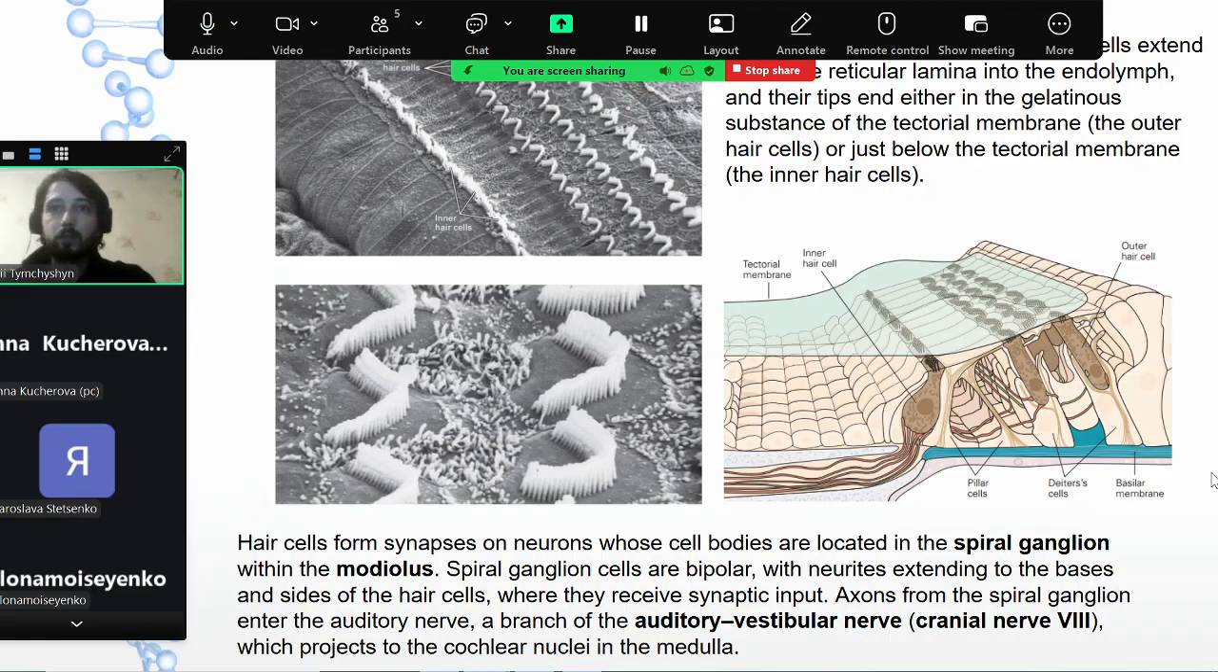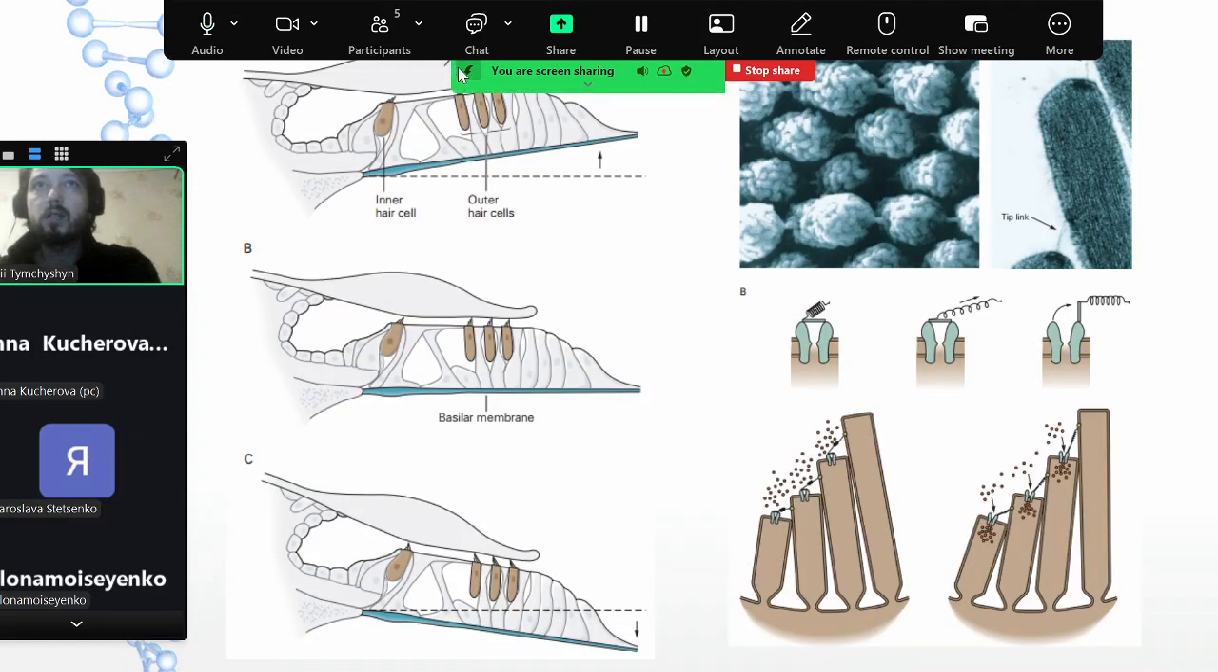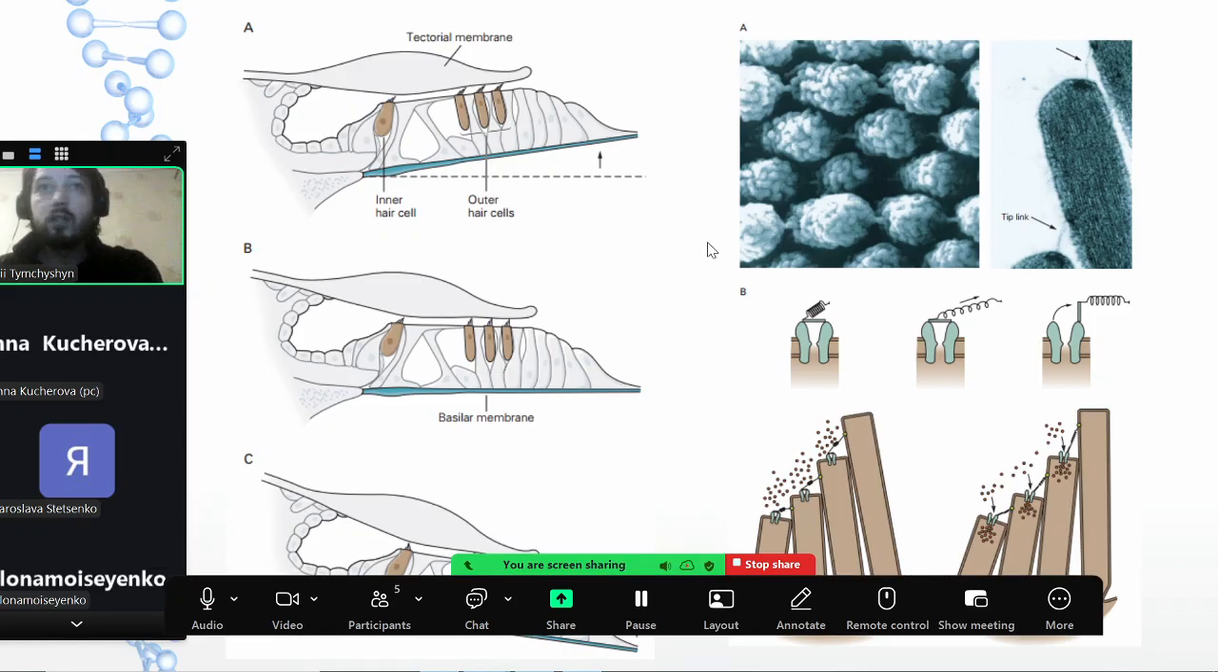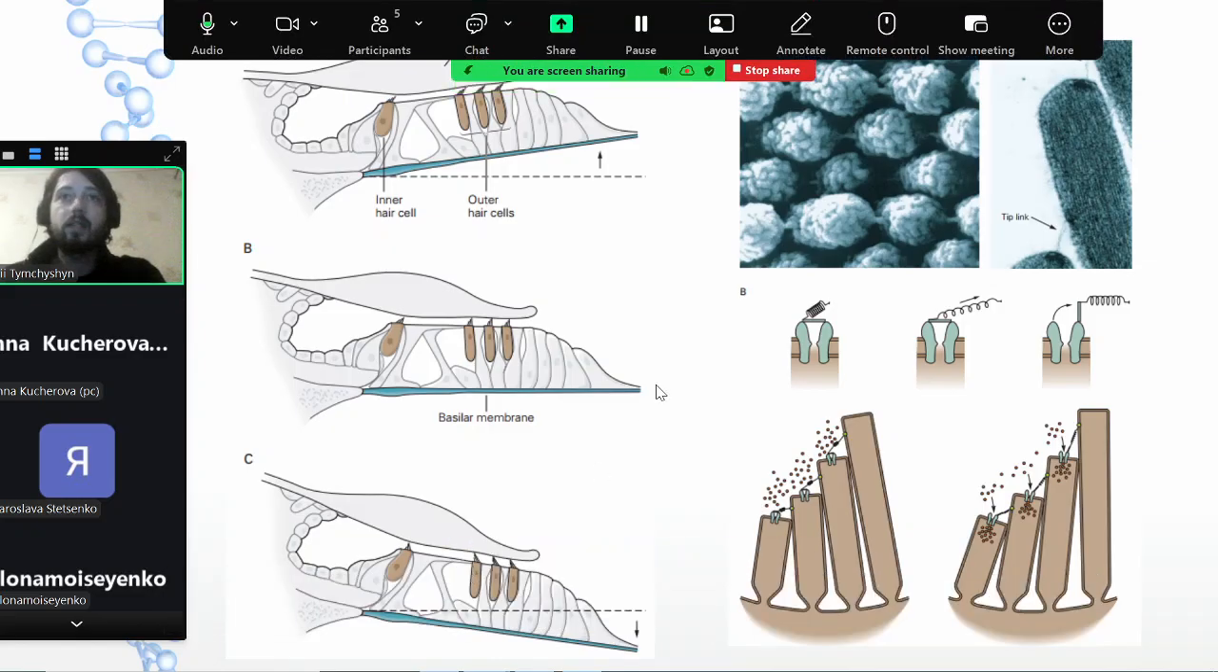So what else? Axons from the spiral ganglion enter the auditory nerve, a branch of the auditory vestibular nerve, or cranial nerve 8. So cranial nerve 8 contains some parts of the neurons from hearing, and that's it. Good. Here we are getting a little bit closer to the mechanics of the process. The mechanics of the process is pretty interesting, I would say.